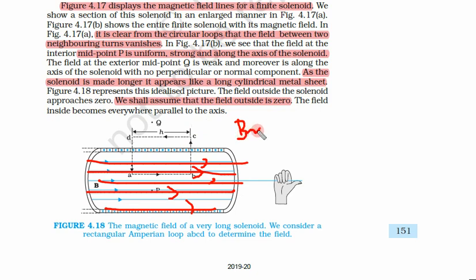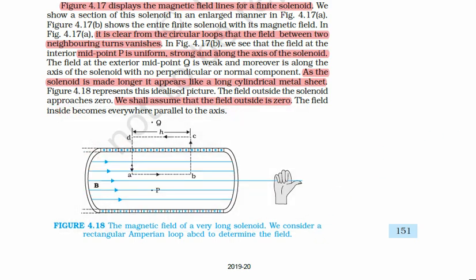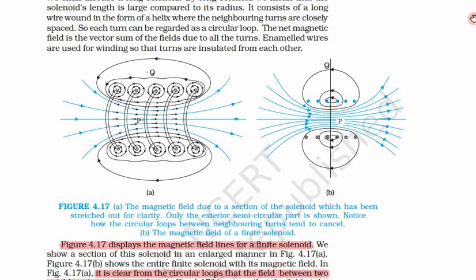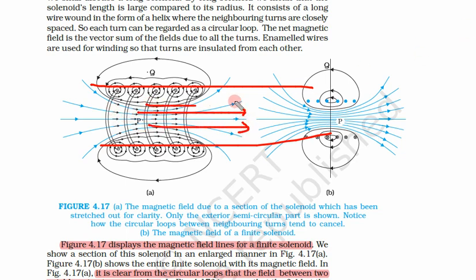So here B is nearly equal to 0. Inside, the field is parallel. Let us see the last figure once again. If we take only this small portion, you can see that the field lines are parallel. But if we go towards the end, these are not parallel. So if we increase the length of this solenoid, what would happen? The length of this parallel section will also increase.